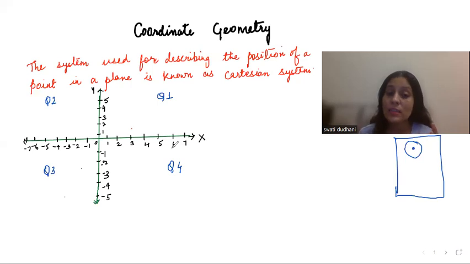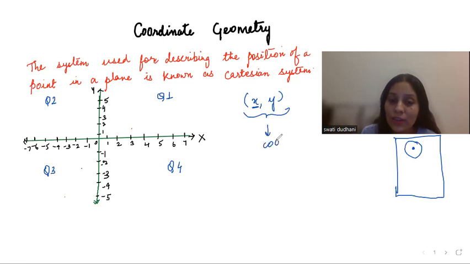Now let us see the sign conventions in it. How do we define a position? We define a position with respect to x and y coordinates. So we need to mention always x comma y. The first point belongs to the x-axis and the second point belongs to the y-axis. This is known as the coordinates. This is how we represent a point using the coordinates.